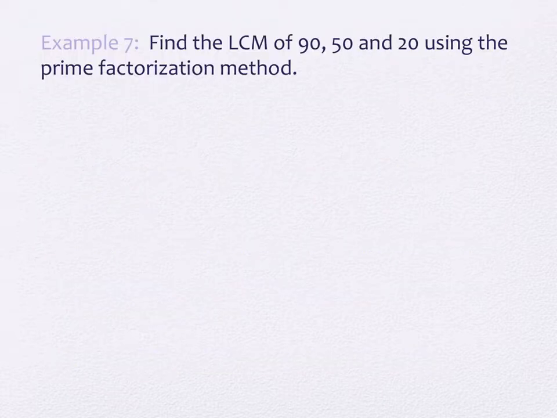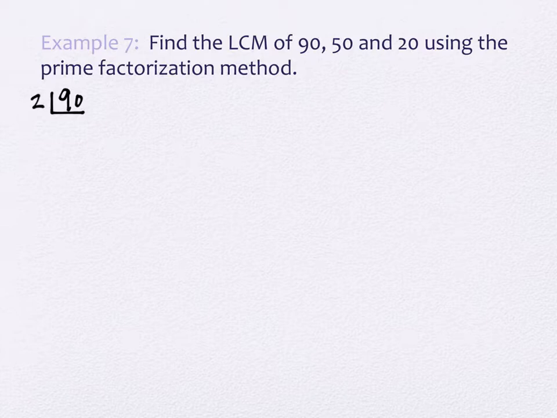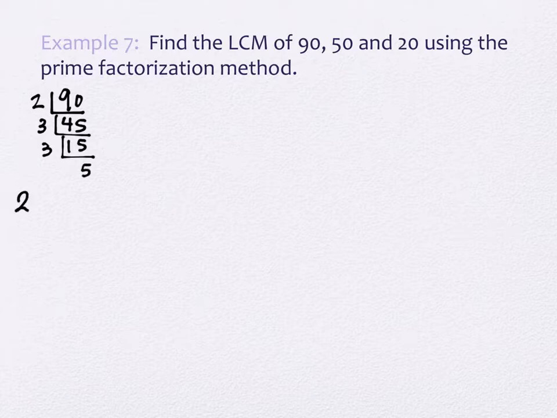The example that I'm going to do actually uses 3 numbers. There's nothing special about that, but I just wanted to show you that you don't necessarily only have to have 2 numbers for any of these methods to work. So I'm doing an example with 3. We're going to take the numbers one at a time, and find their prime factorization. So 90's smallest prime factor is a 2. 90 divided by 2 is 45. Smallest prime factor that divides 45? 3. 45 divided by 3 is 15. 15 divides by 3 and leaves me with 5. And the net result of all of this is 2 times 3 squared times 5.